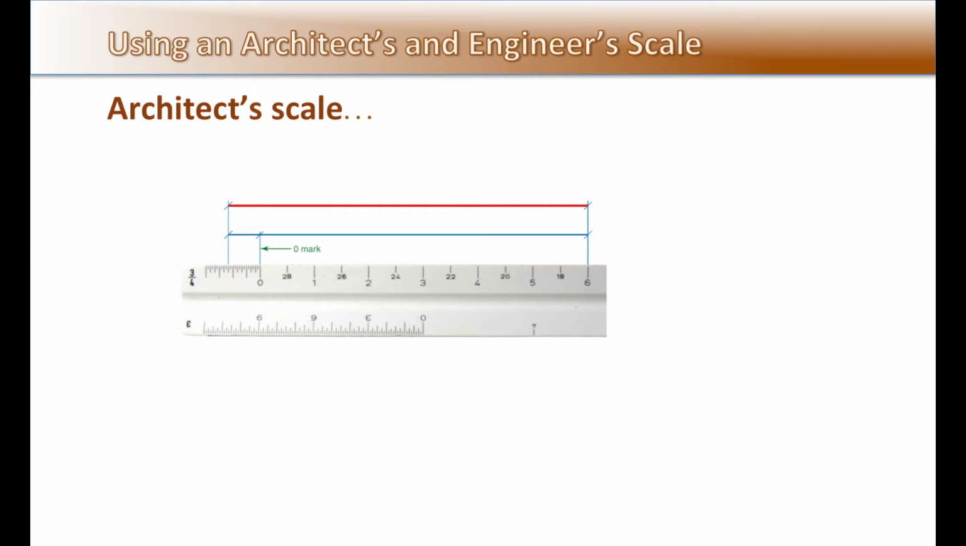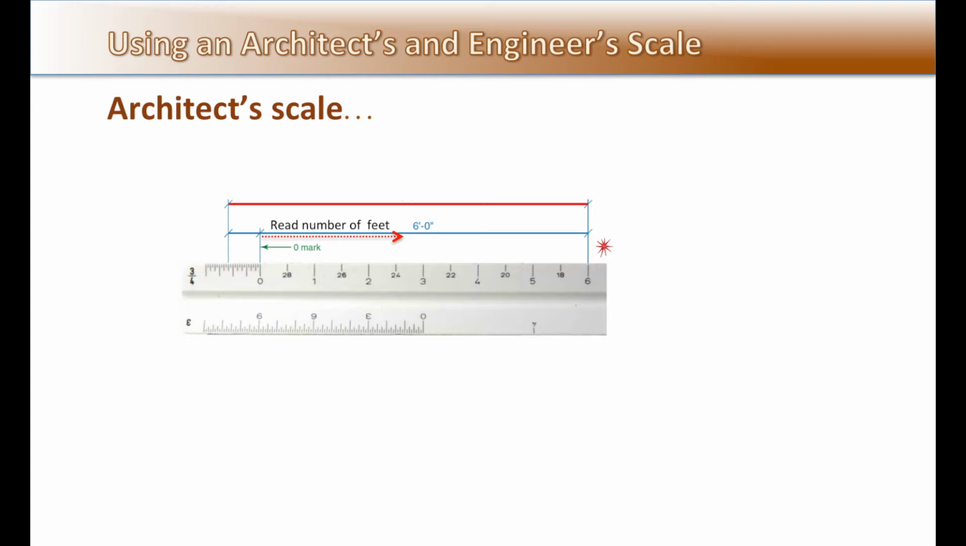To measure a distance with an architect's scale, use the method shown. First, line up the scale so that one end of the line aligns with a full foot mark and the other end of the line extends past the 0 mark into the inches area. Then read the measurement in feet and add the measurement in inches and fractions of an inch beyond the 0 mark to the number of feet. In the example shown, the measurement in feet is 6 feet and the measurement in inches is 7. The total length of the line is 6'7".